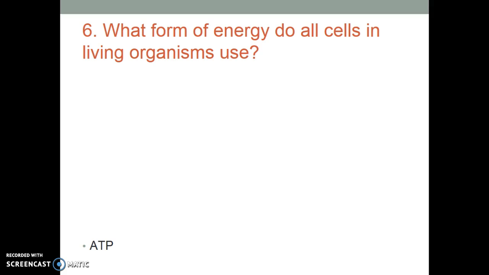What form of energy do all cells in living organisms use? That would be ATP. All organisms are going to undergo a specific process that is going to produce ATP. That is going to be the usable energy source. Glucose will be the stored energy. ATP is the usable energy.